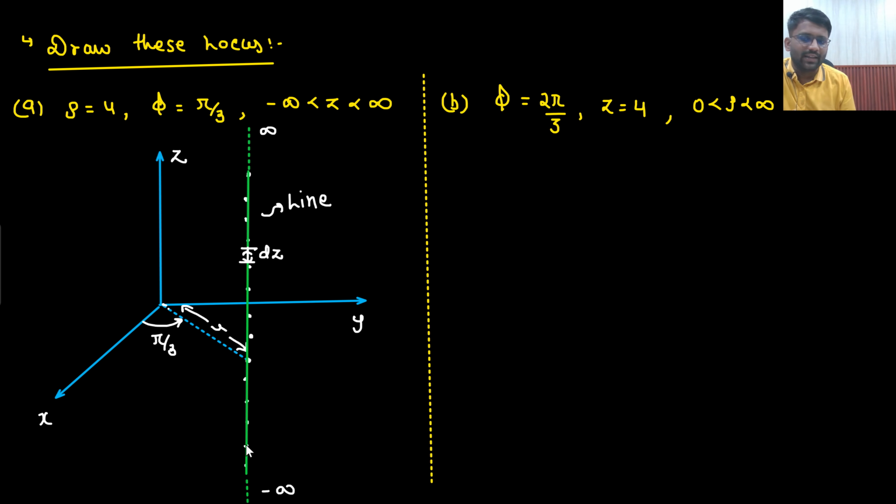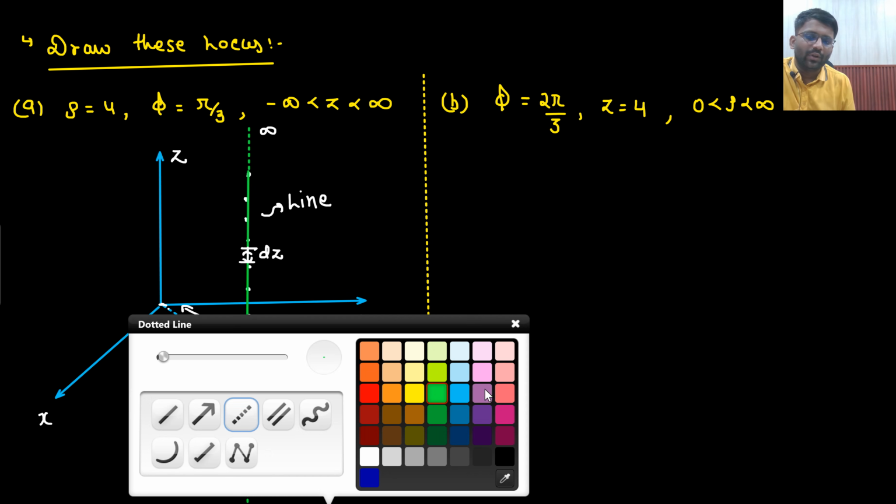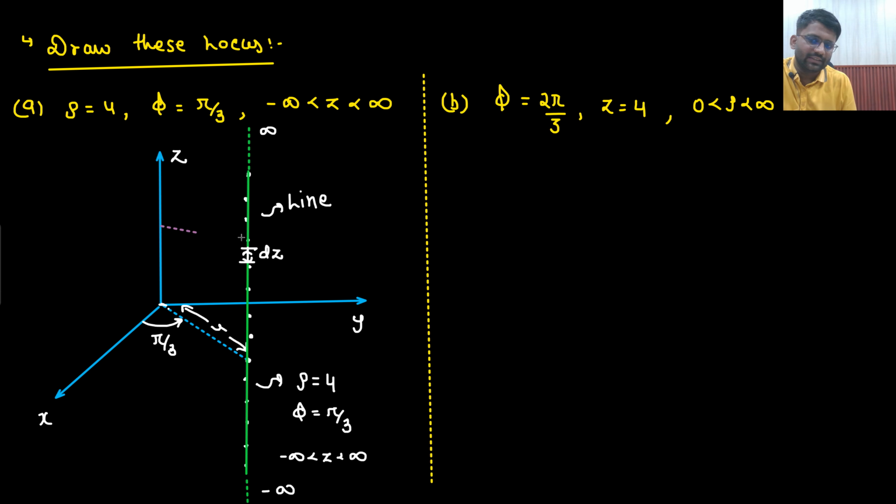Basically, in the examination, this line would be given. You should be able to comment on this line. In this particular line, the value of rho is constant, which is equal to 4, and the angle is also constant, which is equal to pi by 3, and z is varying from minus infinity to infinity. So you should be able to make both of the things. If the equation of the line is given, then from the z axis, the radial distance till this point will be 4.